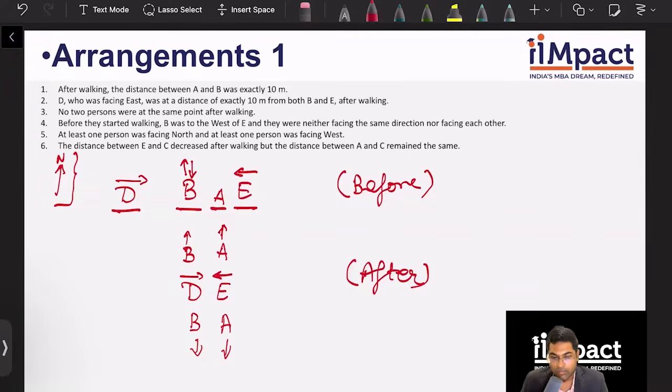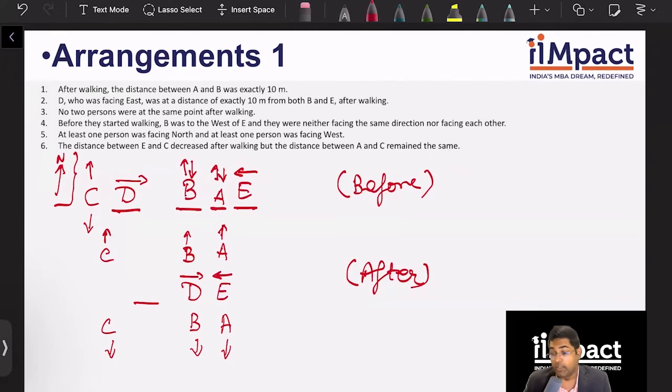Yes. So let's again see two cases. So either C can be over here or C can be over here. If C is over here, E walked away from C, so the distance would have increased. So therefore, I know this is not possible. So the only case which is possible is C has to be towards the left of D and has to move upwards or downwards with A. Okay. So this is what my arrangement will look like.